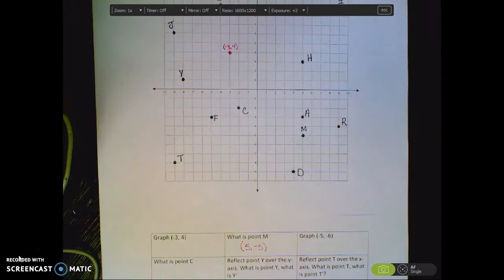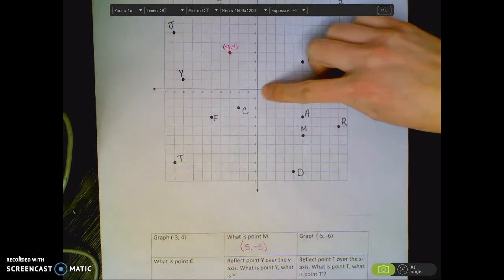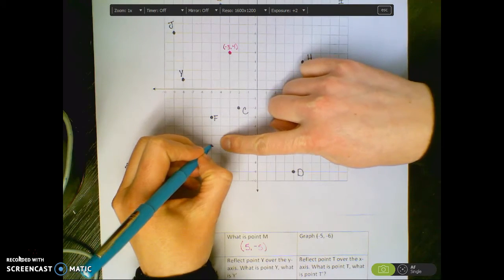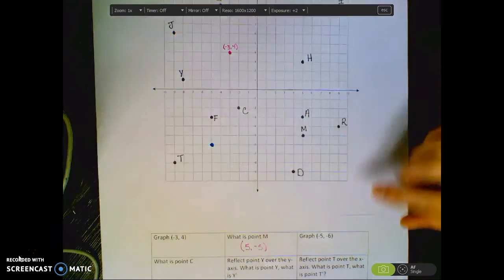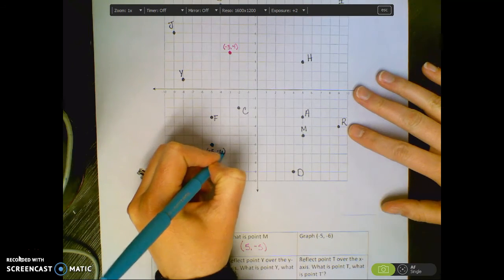Now we're going to graph the coordinate (-5, -6). So I'm going to go -5, then down to -6, so (-5, -6). And again, we'll label it (-5, -6).